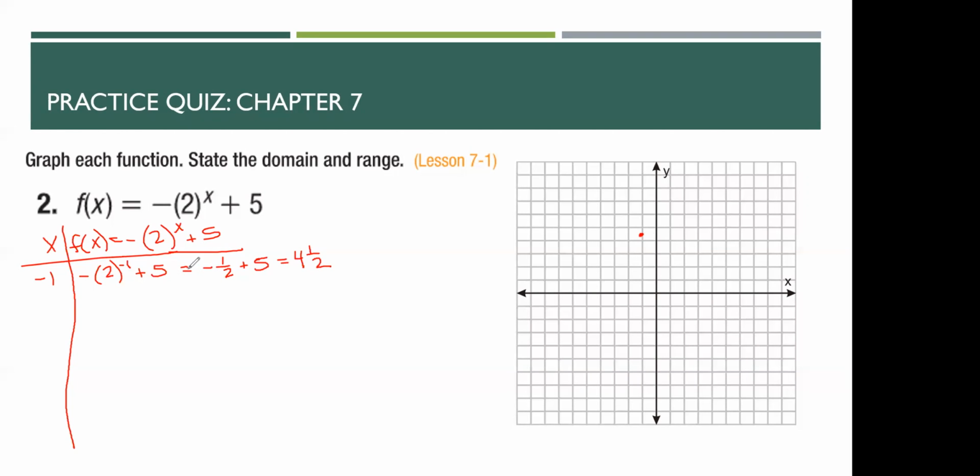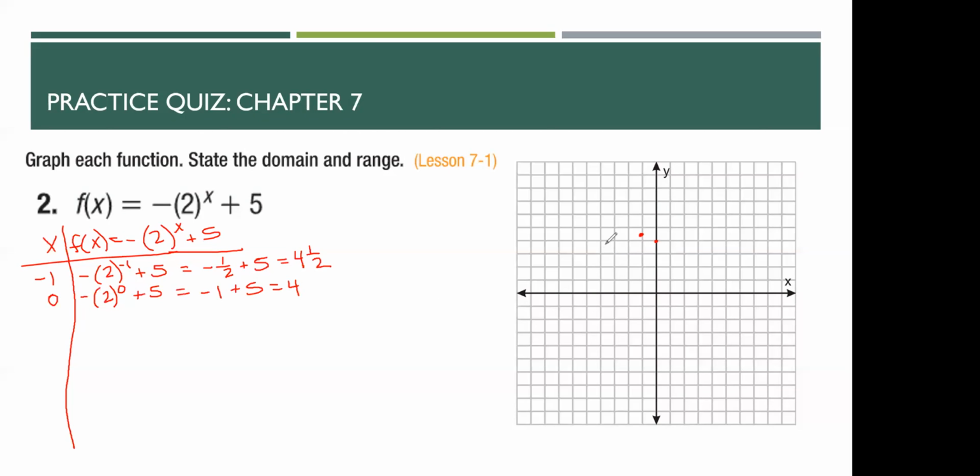Okay, and then I'm going to plug in 0. So I have my 2 in parentheses, my exponent is 0. Anything to the power of 0 is 1. Then 1 times the negative is -1, and I still add 5, so that's going to be 4. So when x is 0, y is going to be 4.